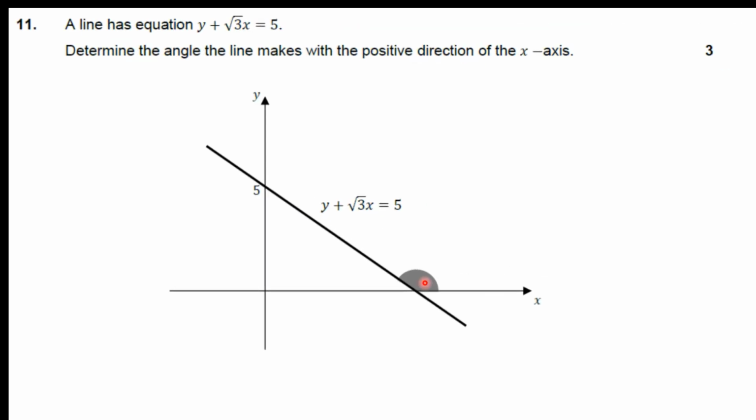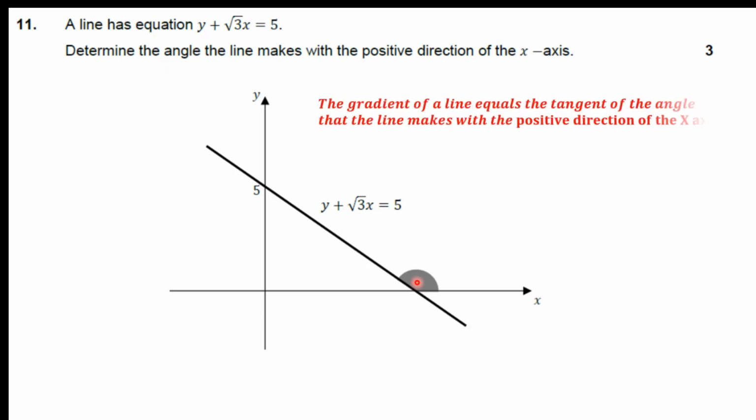Okay then, question 11. Now this time we have a line which cuts the y-axis at 5, and we want to determine the angle the line makes with the positive direction of the x-axis. There it is shown there. So what we should know is the gradient of a line equals the tangent of the angle that the line makes with the positive direction of the x-axis. So it's a tangent of this angle here.